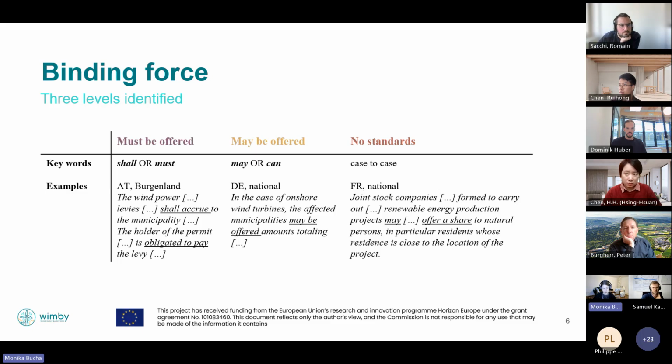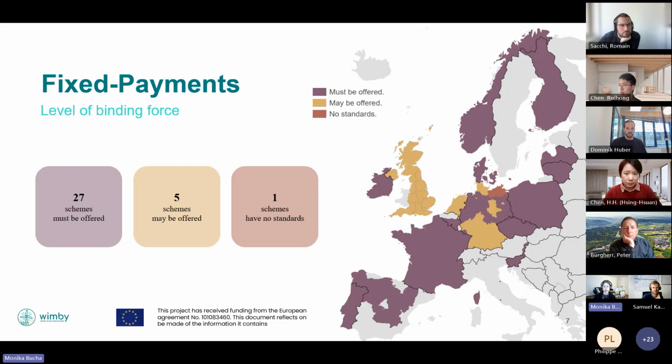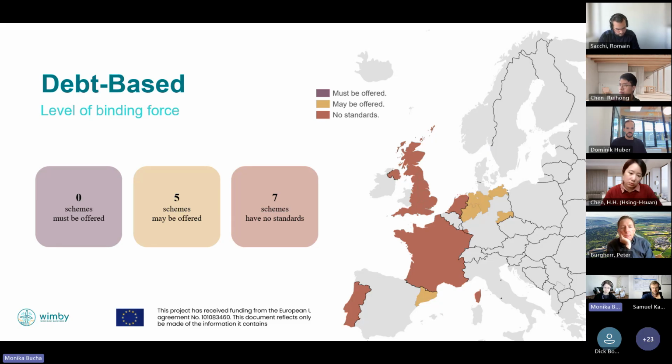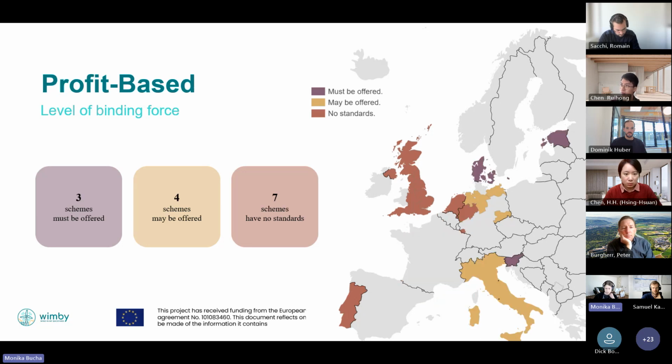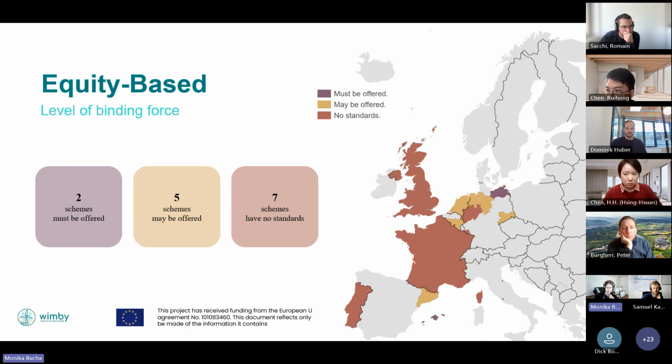So I have considered these 3 levels of binding force in my next analysis, where I wanted to know how many of the identified fixed payment schemes are really hard law and really must be implemented by the countries. And with respect to fixed payments, it's still 27 schemes. And this is also the most prominent scheme still. Then debt-based scheme, there is no legal binding scheme, actually. With respect to profit-based schemes, I could identify 3 schemes, among others in Denmark and Slovenia. Equity-based, I could identify 2 schemes.